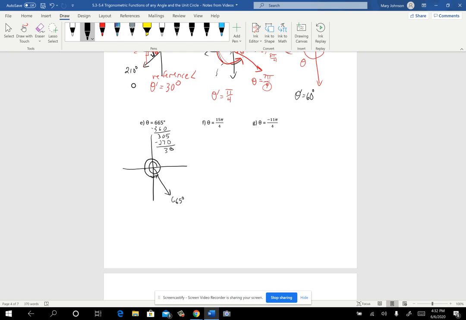So this one's just a little bit tricky, I think. So the angle we're talking about for the reference angle is this one right here, just this between the positive x-axis and the terminal side. Just that angle right there is our theta prime.